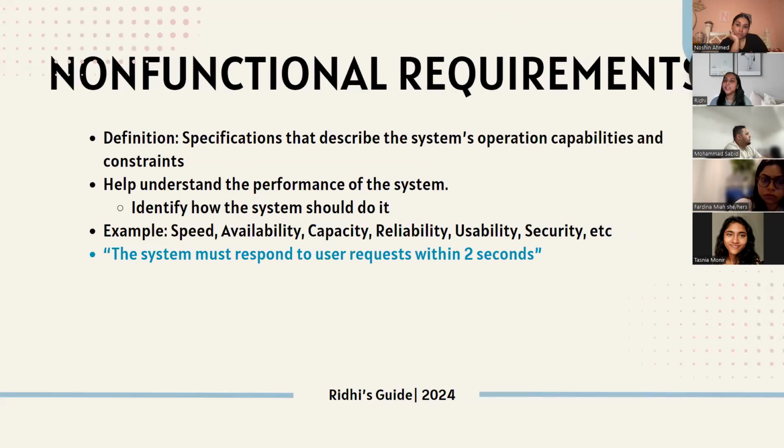Oh, okay. Then on the opposite side, you have non-functional requirements. So these are more so quality requirements, how a system should be doing things. So you could look at things such as speed, availability, capacity. And an example of this is the system must respond to users within 2 seconds. So any of those quality aspects, we would focus under non-functional requirements.